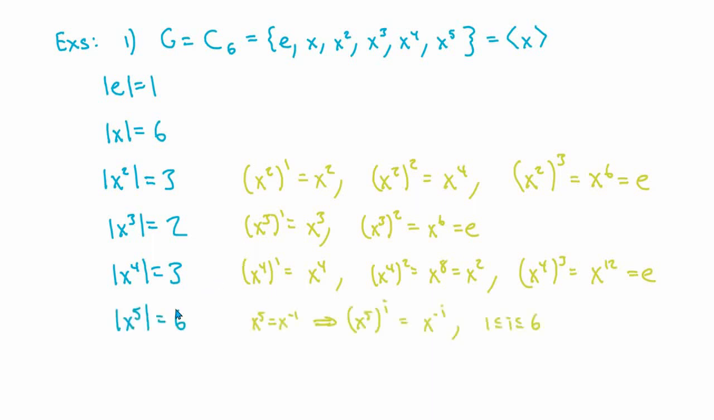Now one shortcut in this last example is just to notice that x to the 5th is x inverse. So when you take x to the 5th to an integer power from 1 to 6, you just get x to the minus i. And as i goes from 1 to 6, x to the minus i traces out the elements x to the 5th, x to the 4th, x cubed, x squared, x, and then the identity element. Therefore, the order of this element in this group is 6.